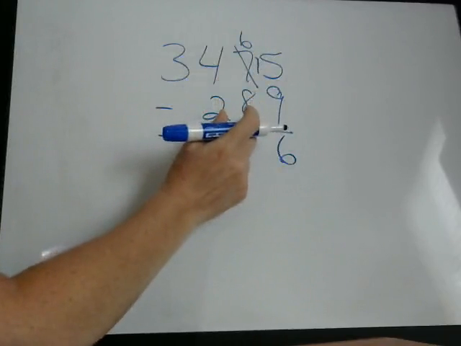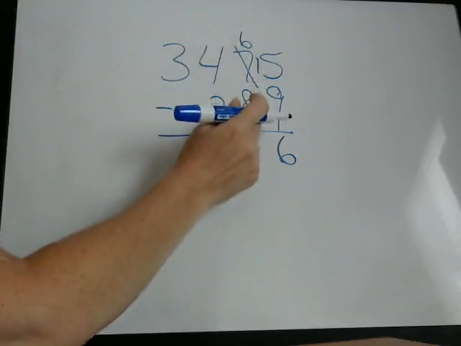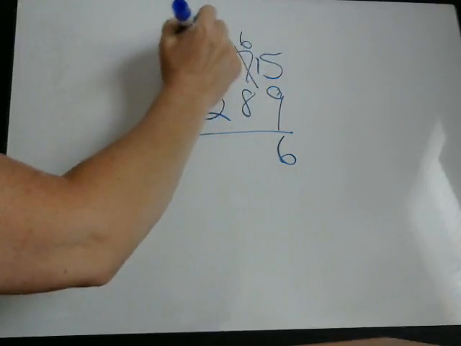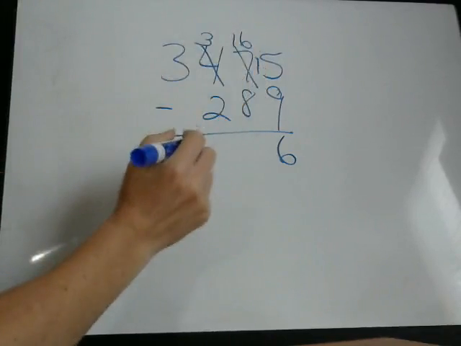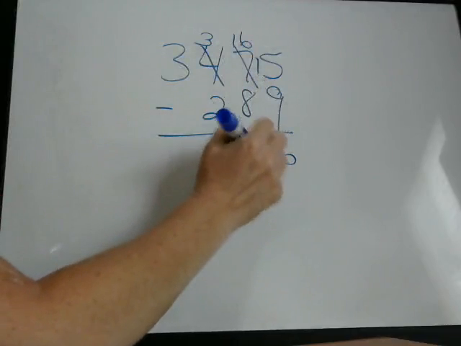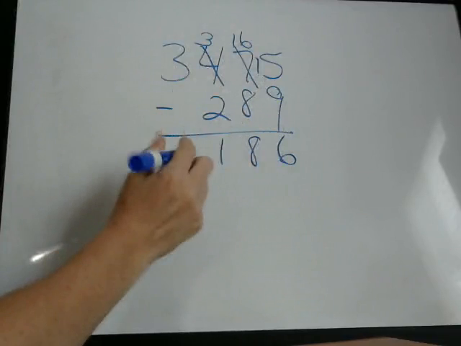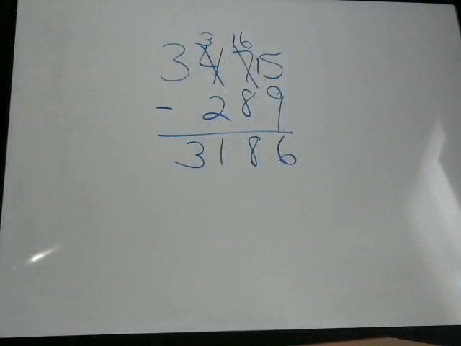Here we have 6 minus 8, but 8 is larger than 6, so we're going to have to borrow 1 from this number. So we're going to make this a 3 and make this a 16. 16 minus 8 is 8. 3 minus 2 is 1. 3 minus nothing is 3. So the answer is 3,186.